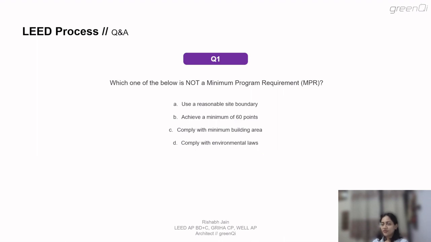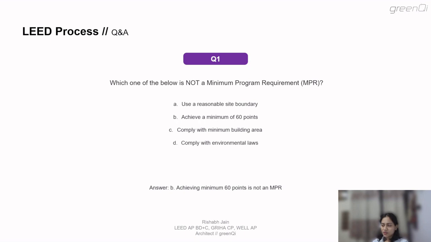Okay, so now that we have finished some part of the video, we can maybe get to a question. So here it is. Which one of the below is not a minimum program requirement or MPR? A. Use a reasonable site boundary. B. Achieve a minimum of 60 points. C. Comply with minimum building area. And D. Comply with environmental laws. You can take a moment and pause here to think about the right answer, and I'll just show the right answer now. The right answer is B. Achieving a minimum of 60 points is not an MPR.